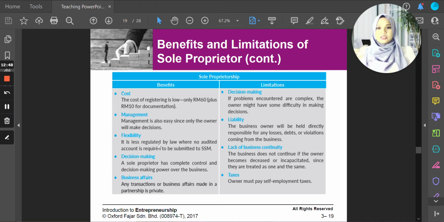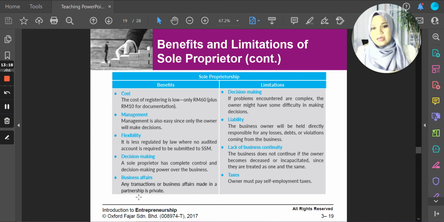Flexibility, because there is less regulation about this particular sole proprietorship. So normally they are in the micro industry. And in terms of decision making, the sole proprietor has complete control and decision-making power over the business. If you say you want to do A, then you sell A. You don't have to defend yourself to your partner by explaining why we should sell A. Why not sell B? Or C, for example.